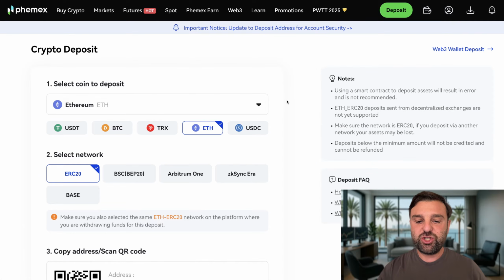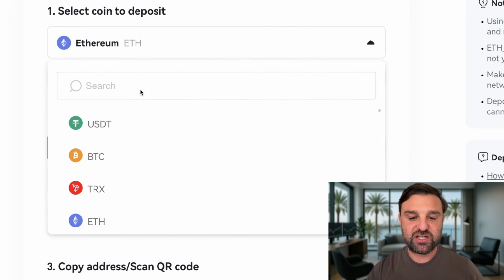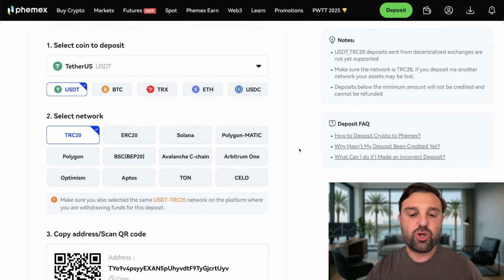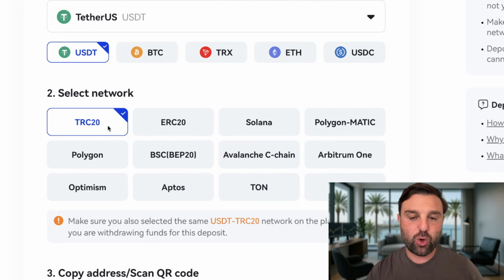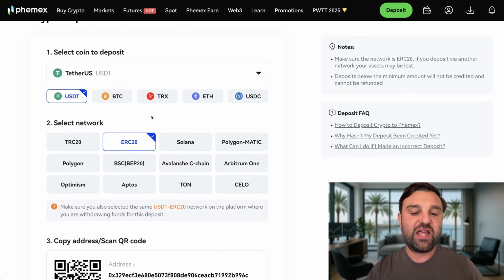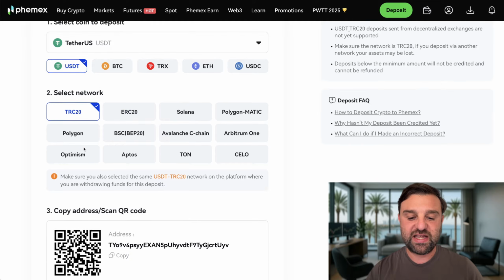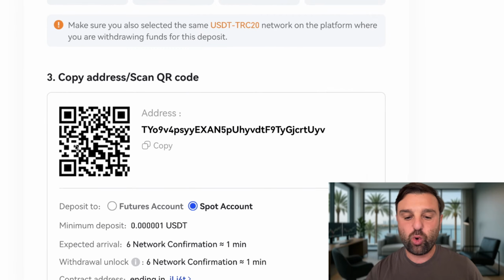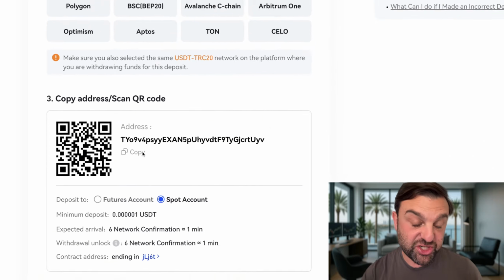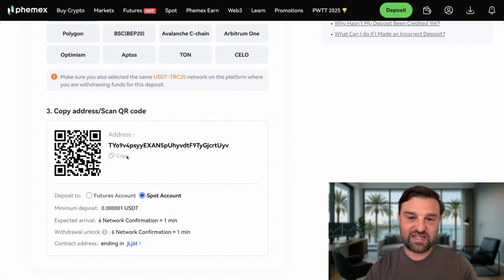And the way that you're going to do that is select your cryptocurrency. So let's say, for example, you may have had USDT. You can select your chain. Of course, make sure that you're sending it from the chain that you're sending it from. So usually it will be ERC20, that's the Ethereum network, but could be another network. And you can get your address or the QR code from just down below. You press copy, you paste it into the exchange you're sending it from, and it's as simple as that. That's how you fund your Phemex account using crypto.